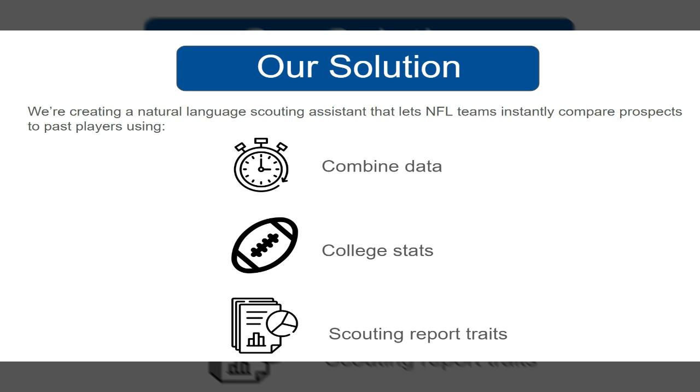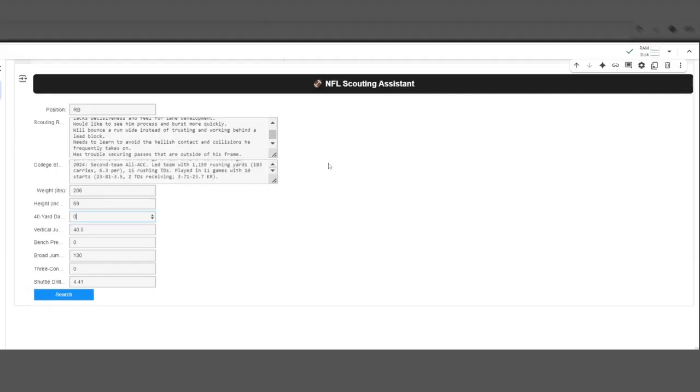Our solution: we're creating a natural language scouting assistant that lets NFL teams instantly compare prospects to past players using a combination of combine data, college stats, and scouting report traits. So here's a demo of our final product.